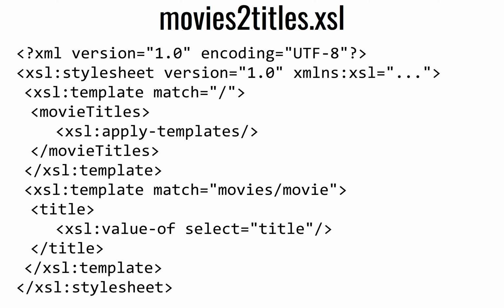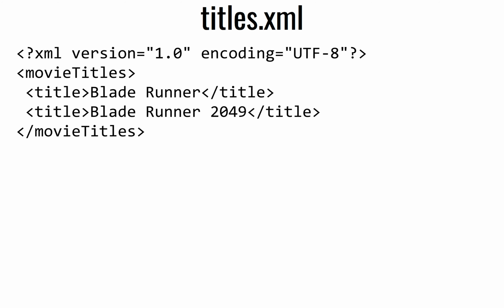It generates the root movie titles, and then iterates over all the movies, and it just extracts the title and generates the title element with the title value. So it generates this titles.xml.